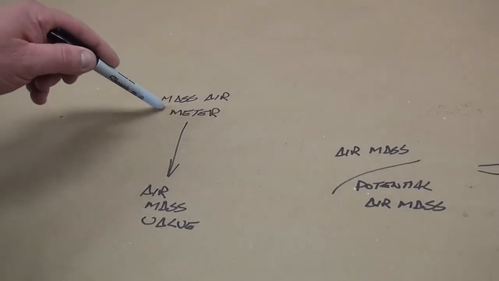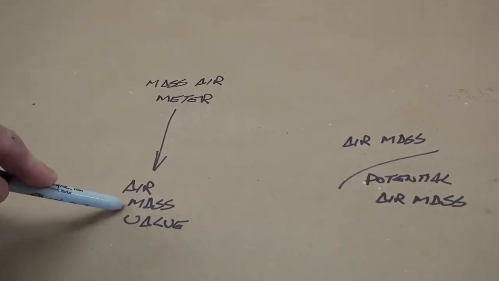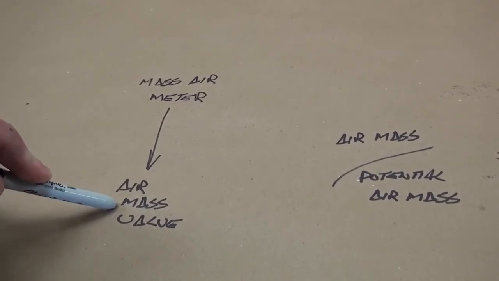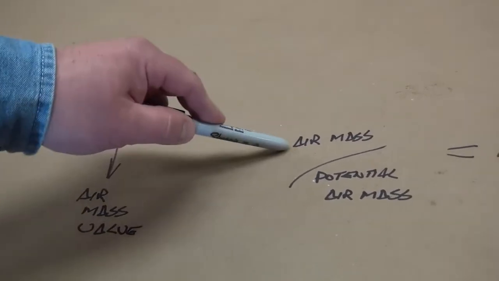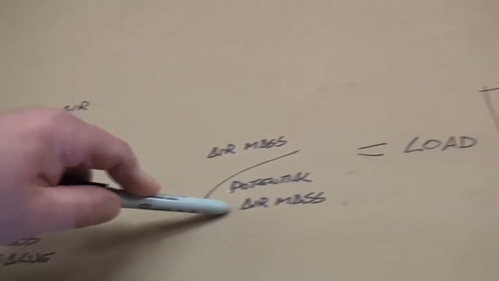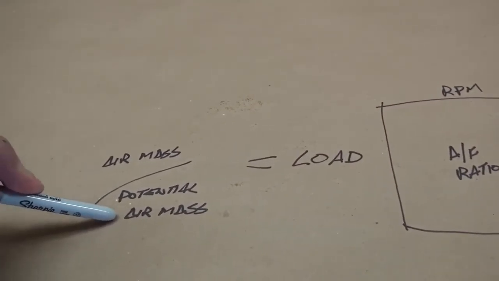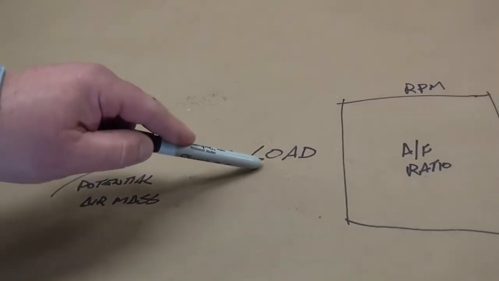We have our mass airflow meter. The mass airflow meter is going to give us an air mass value. This would be the amount, or the mass, of air that's being ingested by the engine at any given time. We're going to take our air mass value and divide it by our potential for air mass. The potential for air mass is simply calculated by looking at your cubic inch displacement. Air mass divided by potential air mass equals load.